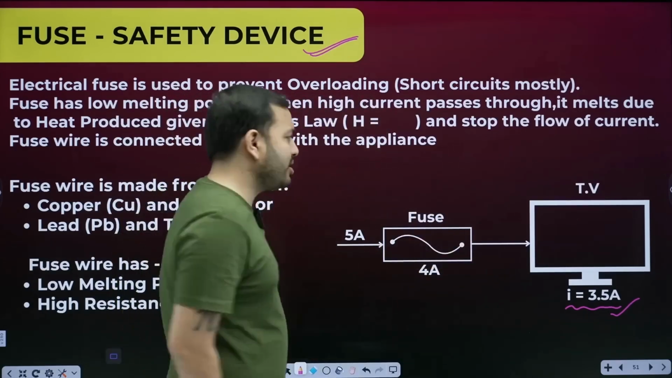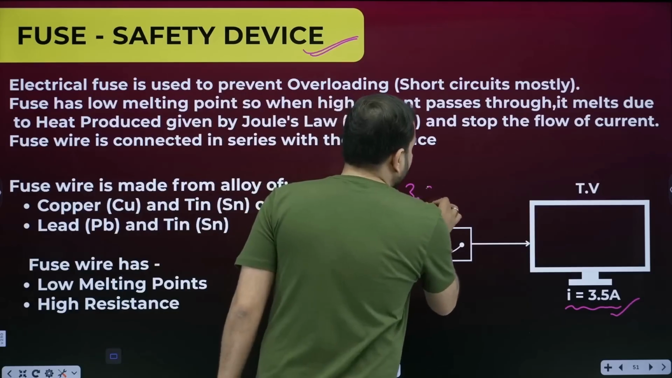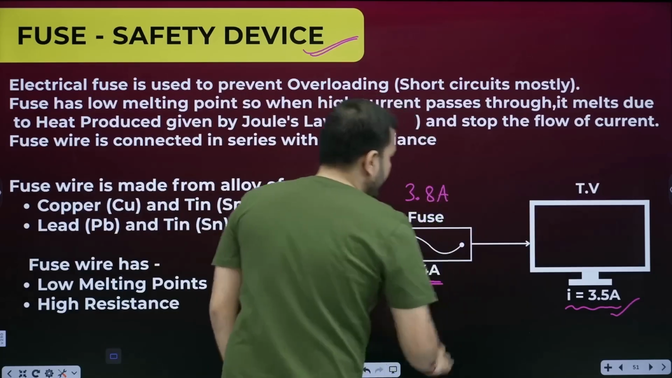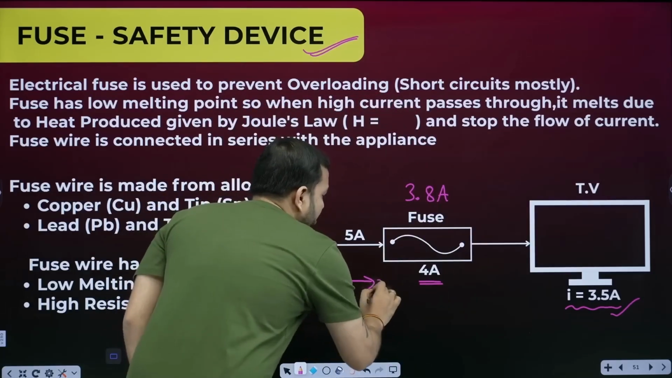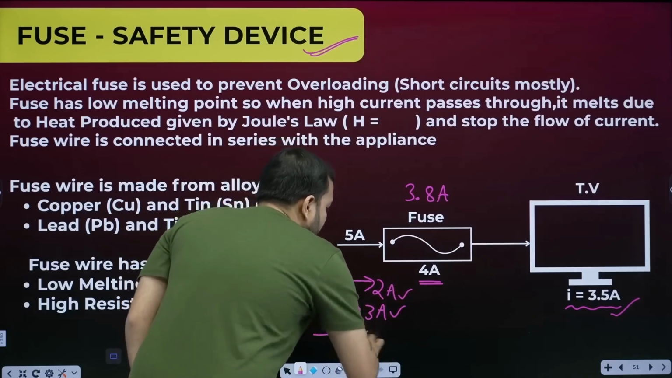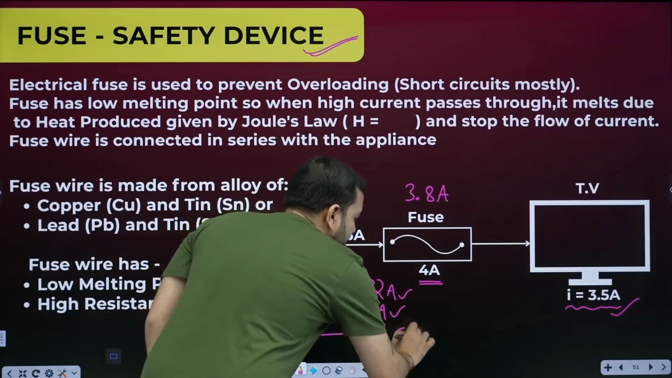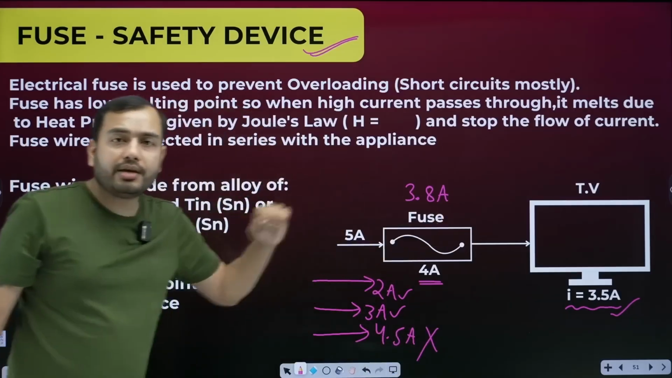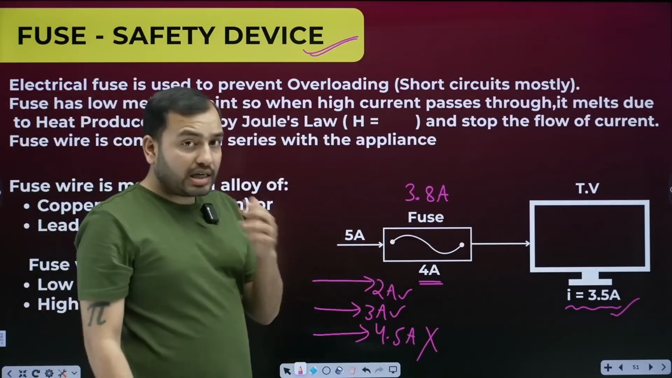Max to max 4 ampere, right? We can install 3.5 ampere. We can also install 3.8. Max to max 4 ampere. Now suppose a current of 2 ampere came from here, it will say no problem. If 3 ampere came, it will say go, no problem. If the current came, let us say 4.5 ampere, it will say stop, we will burn out. Why won't we handle it? What is the capacity? 4 ampere.